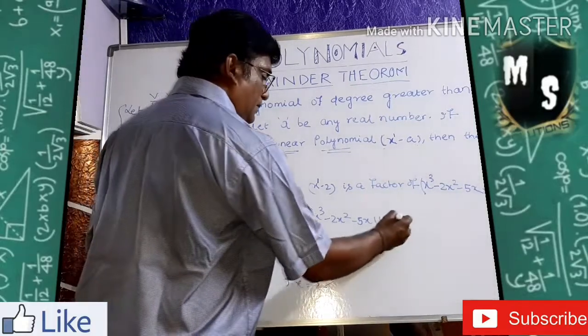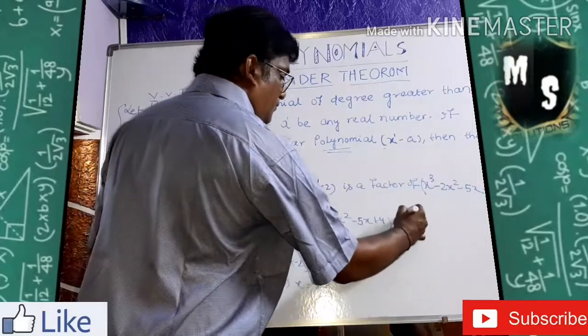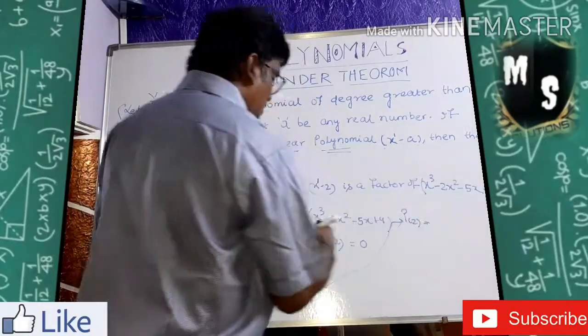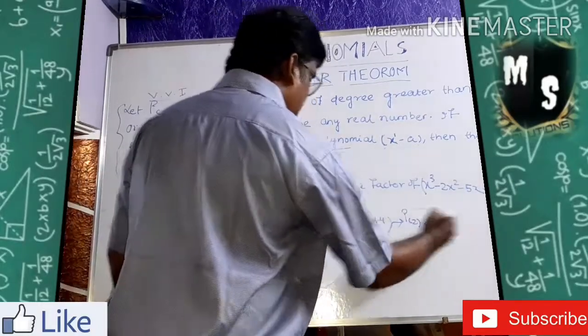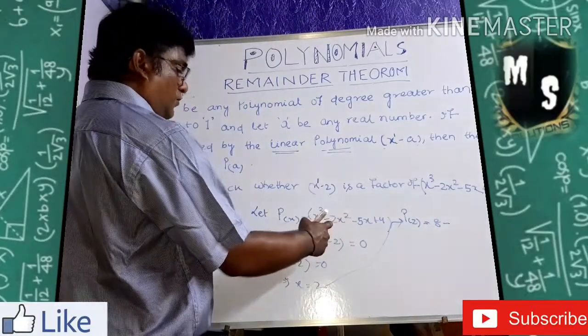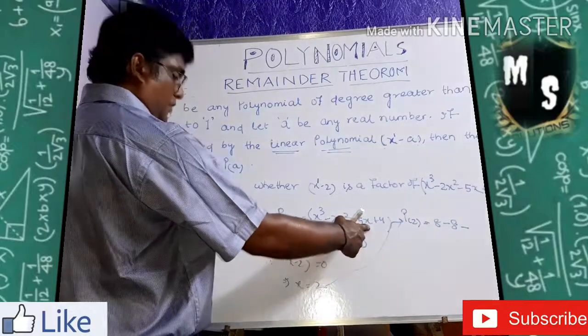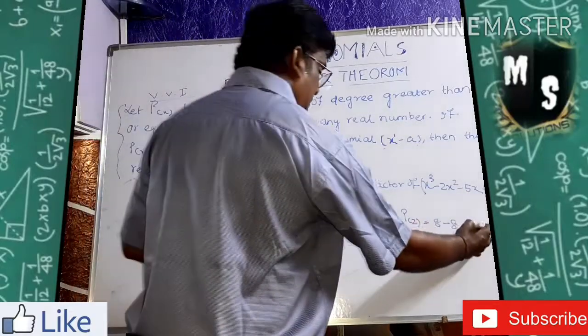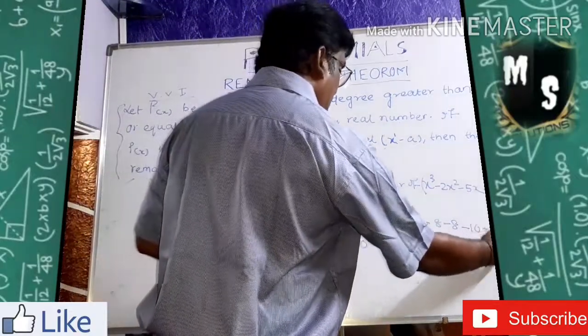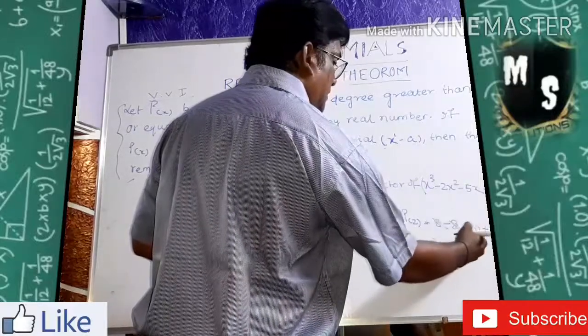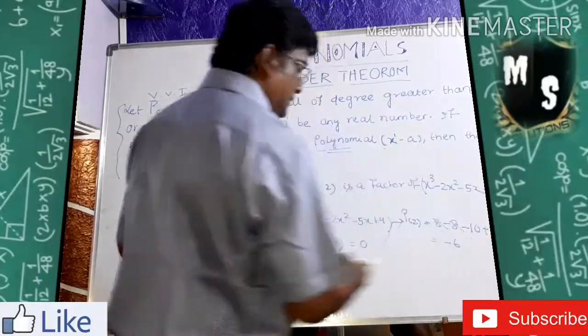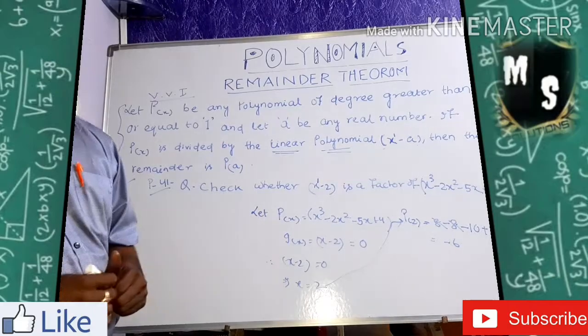So p of 2. What is p of 2 now? 2 cube is 8, minus 2 square, that is 4, 4 into 2 is 8, minus 8. And then minus 5 into 2, that is minus 10. Then plus 4. The 8 cancels. Now it is coming minus 6.